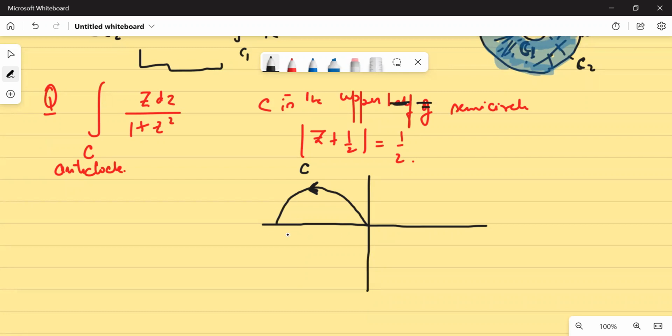So this will be (-1/2, 0), because you can clearly see that the center of this circle, or you can say semicircle, would be (-1/2, 0) and the radius would be 1/2.